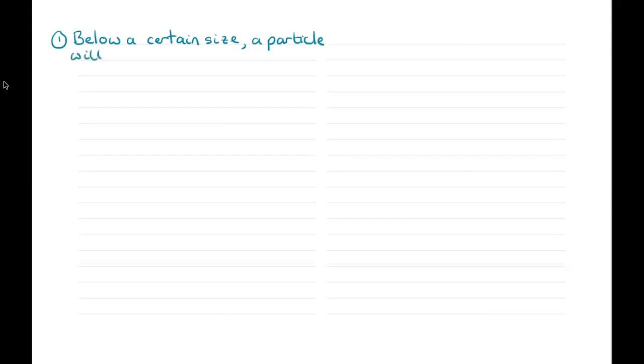Today we're going to look at three aspects of the magnetism of small particles. First, that when a magnetic particle is below a certain size, the particle will contain only one domain. So there'll be no domain walls present.